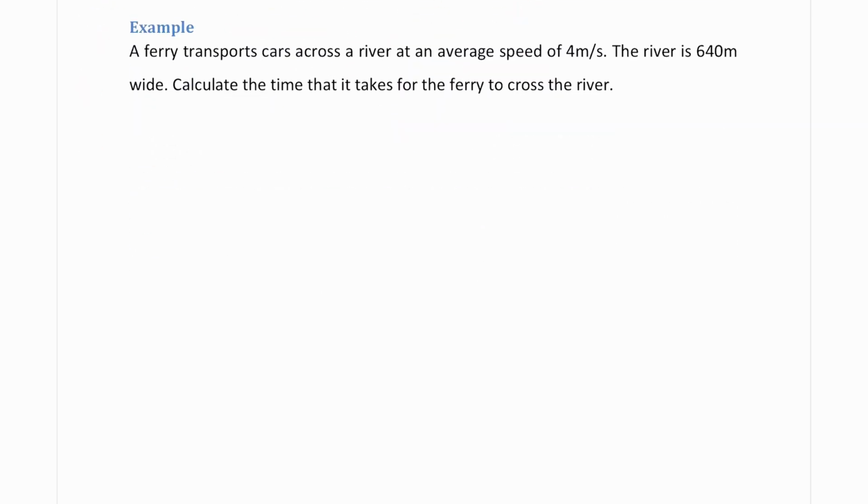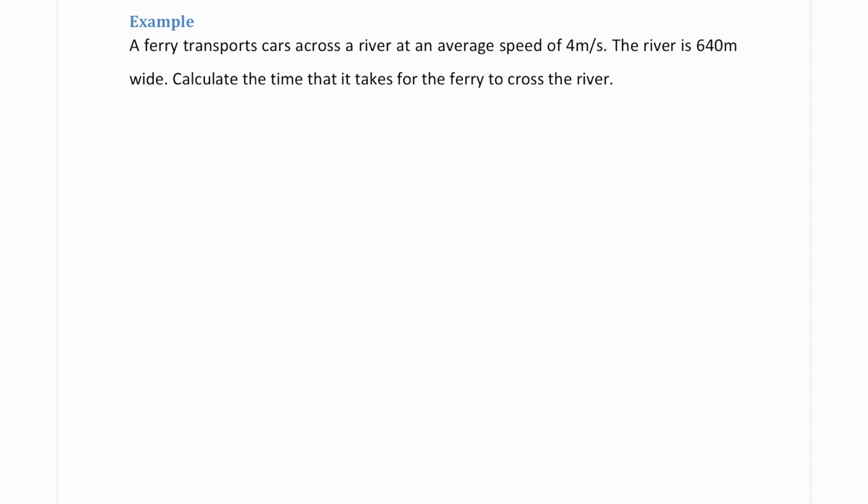So, one more example. A ferry transports cars at an average speed of 4 metres per second. The river is 640 metres. Calculate the time. Time equals distance over speed. 640 metres divided by 4 metres per second gives us 160. And our unit must be in seconds in this case. I would tend to keep it in seconds. You could say 2 minutes and 40 seconds, but we'll just keep it in seconds.